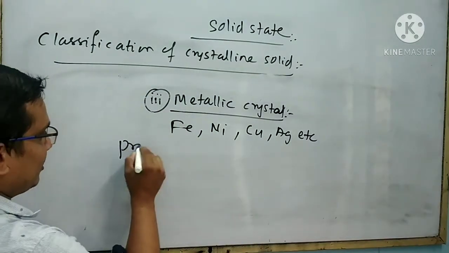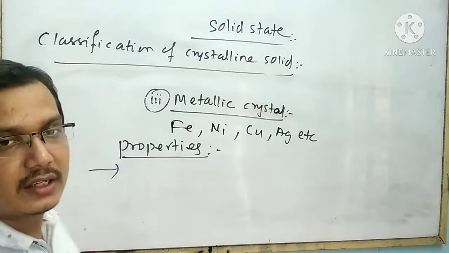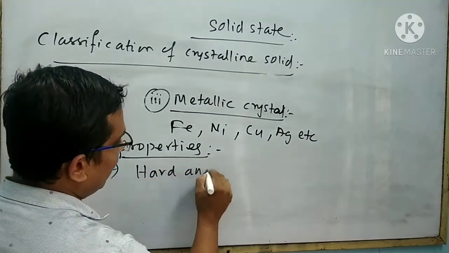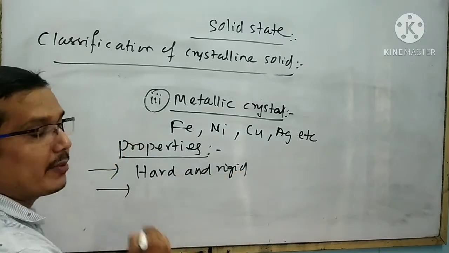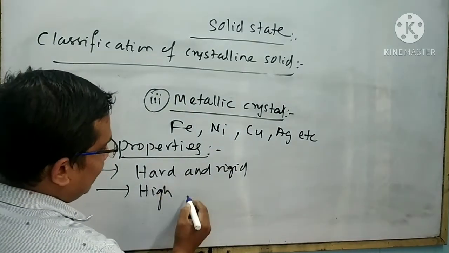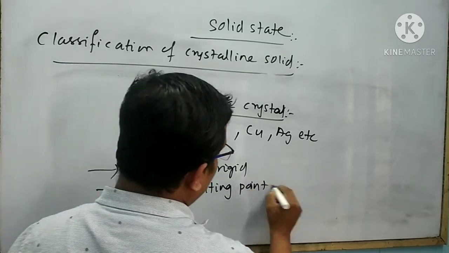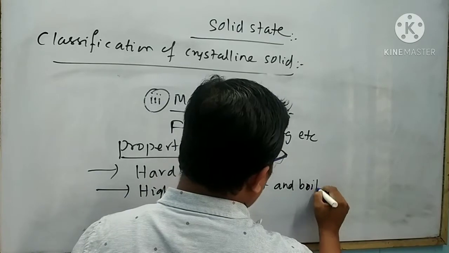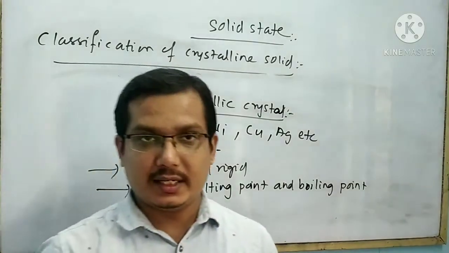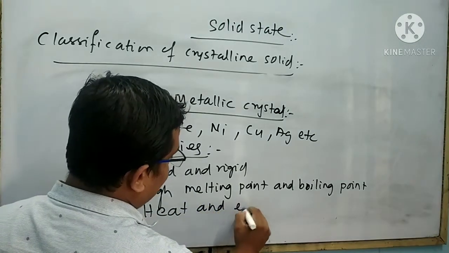What are the properties of metallic crystal? The properties of metal crystals are: first point, metal crystals are usually hard and rigid. Second point is high melting point and boiling point. Next point is metallic crystals are good conductors of heat and electricity.